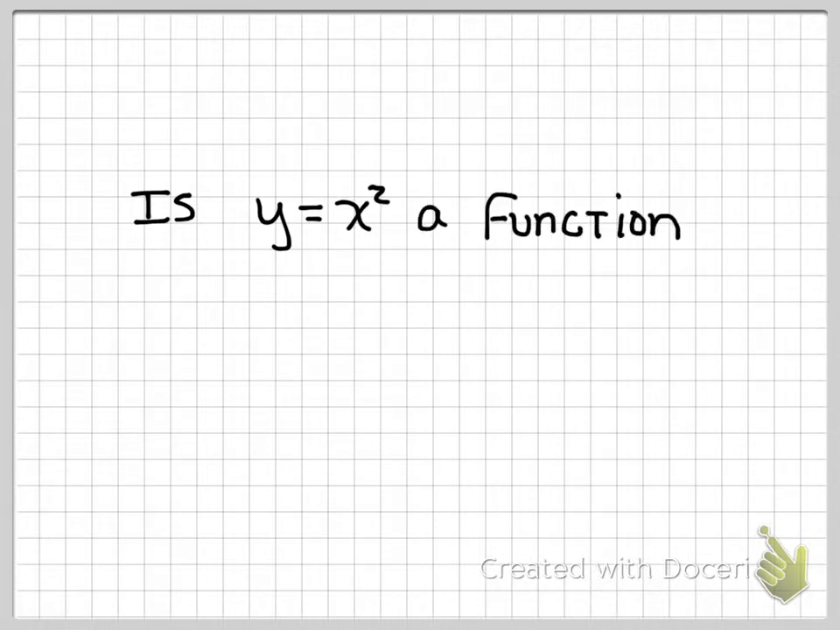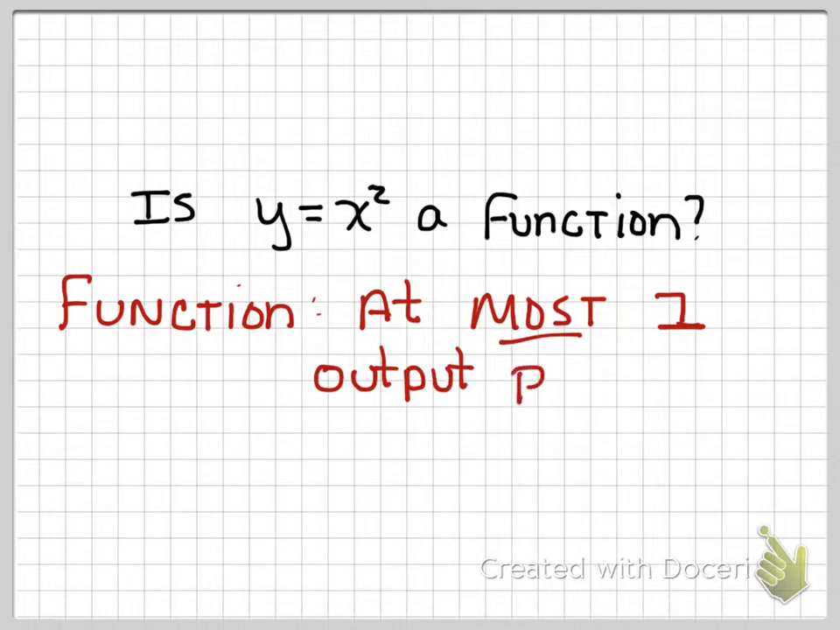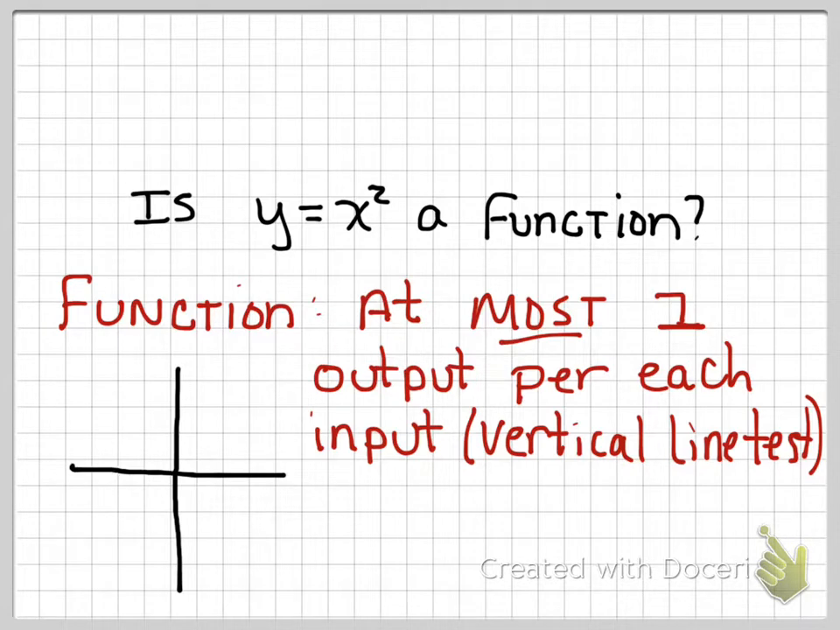Last question here: is y equals x squared a function? Well, remember the definition of a function. A function has at most one output per each input. So if I were to draw this graph, oh yeah, we have that vertical line test. If I were to draw this graph, locate points at 0, 0, I have a parabola. I'm going to use my vertical line test.